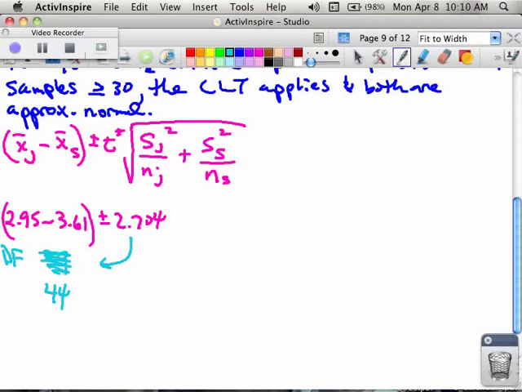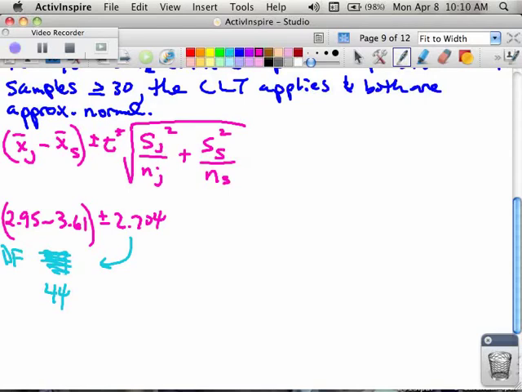If you use the table, they don't have a 44 in the table, so you would use 40. Okay, so you have to use a more restrictive one. We're going to use our calculators. As far as I can tell, every calculator has that TCDF thing or whatever, so you can use it.